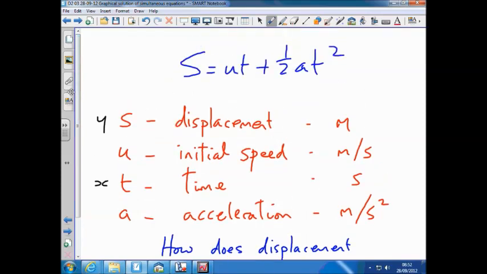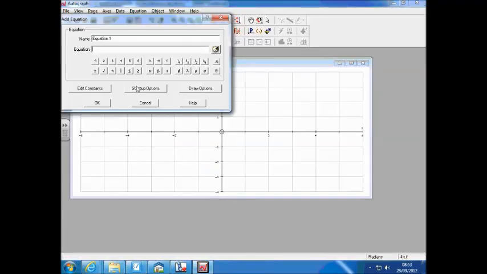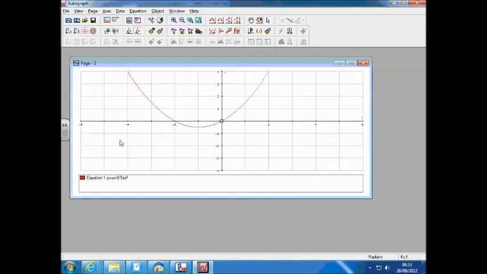Okay, so if I want to plot that, I would put this formula into Autograph. y equals u, I can leave the letter u in there, x, because my t is going to be x, plus a half a x squared. So I could type that into Autograph: y equals ux plus a half, 1 over 2, or 0.5 is probably the easiest way to enter that, a x squared. y equals ux plus a half a x squared. So I'm assigning y to the dependent variable, which is displacement, and x to the independent variable. Hit OK, and we get this quadratic.